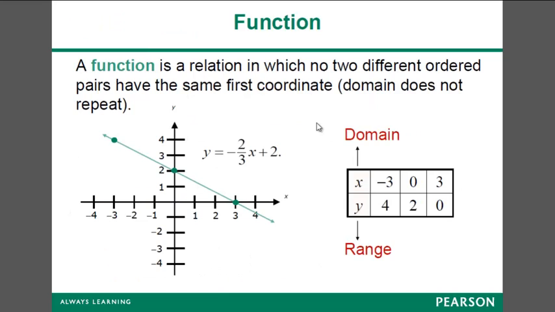A function is a relation in which no two different ordered pairs have the same first coordinate, meaning our domain does not repeat. Remember, I said the domain was our x values and our range was our y values. So for a relation to be a function, which is a special kind of relation, the domain cannot repeat. This particular relation is a function because notice my domain does not repeat. My domain has -3, 0, and 3. It is not going to repeat.